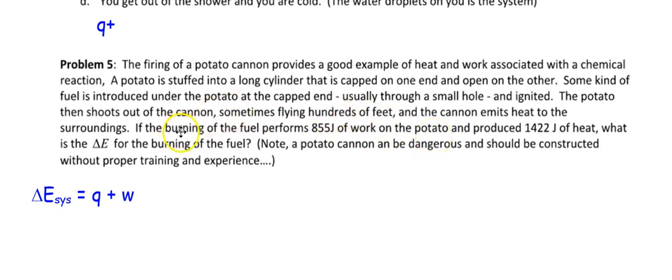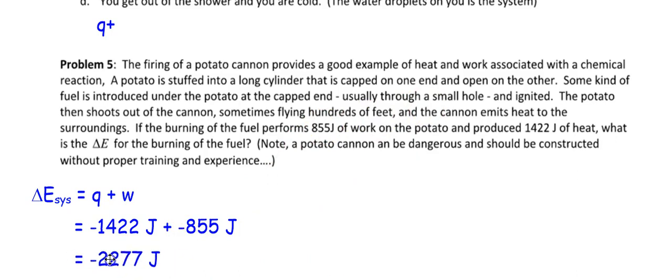So the burning of the fuel performs that much work on the potato. If the system is the fuel, it's doing work on the potato, what would be the sign of the work? I think you'd agree it's also negative. Why is the heat negative? Because it's giving off heat. Why is the work negative? Because it's doing work on the potato. So what will that equal? That will equal negative 2,277 joules.